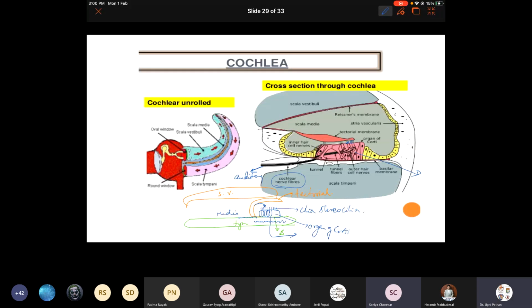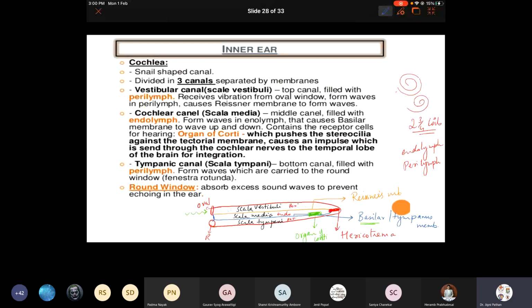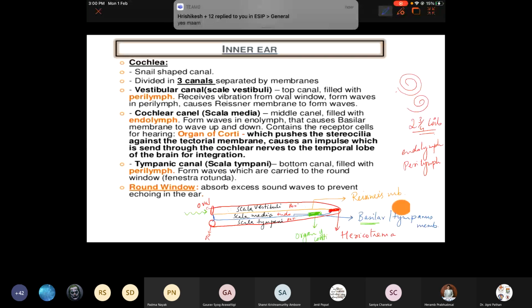Any doubts? Fine. Can we move on? Did you all understand this part? Have you all written this part, the cochlea part? Okay, next.